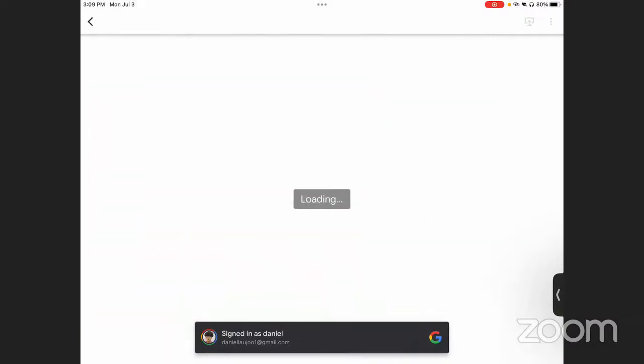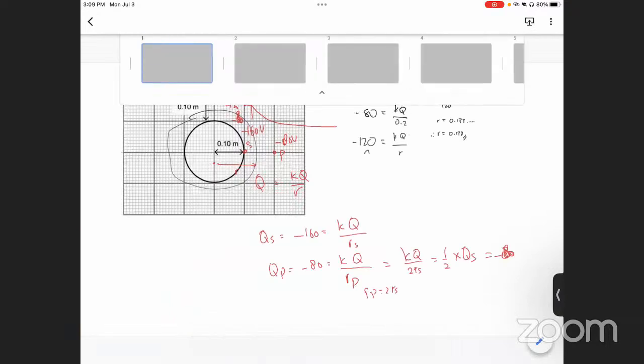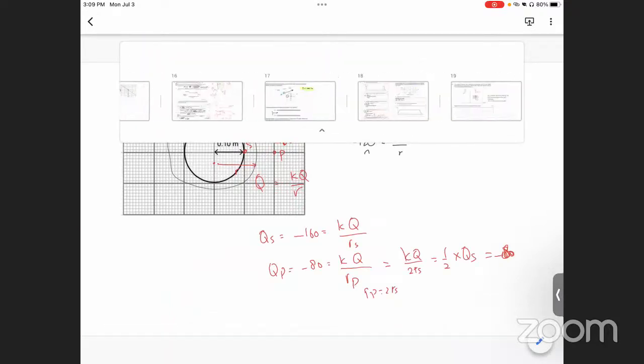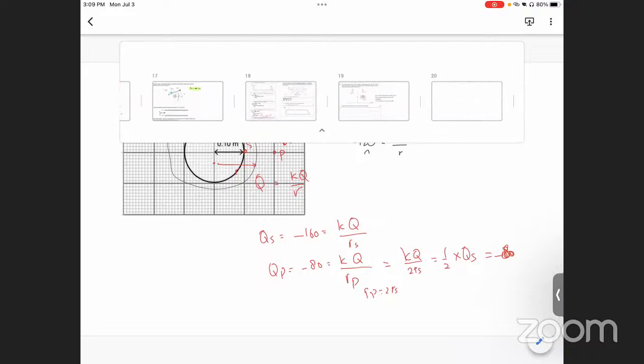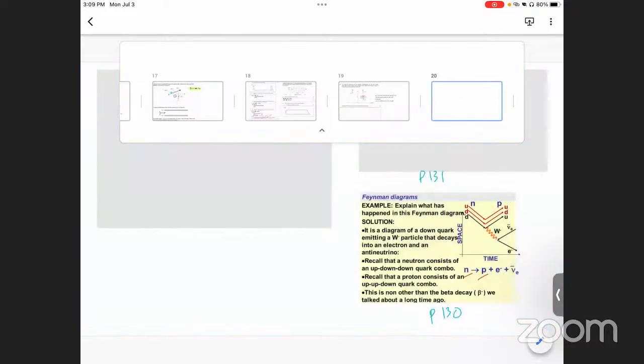Physics 3 still? Yeah, Physics 3, last page. Yeah, just waiting for it to load a little bit. Yeah, there you go.